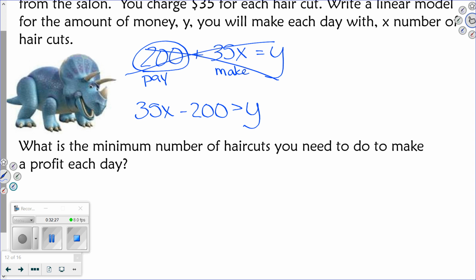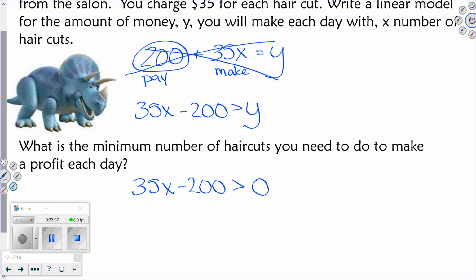I see what you're saying. This needs to be more than 200, right? But what about this minus 200? It needs to be more than, a profit is anything more than 0. Because this is already taken off that, 200 bucks. Yep. So do I want greater than or equal to? Greater than. Do you want it equal to 0? I don't think 0. Just greater than. All right. So if I would solve this, to make a profit, it would have to be 35x minus 200 has to be greater than 0.